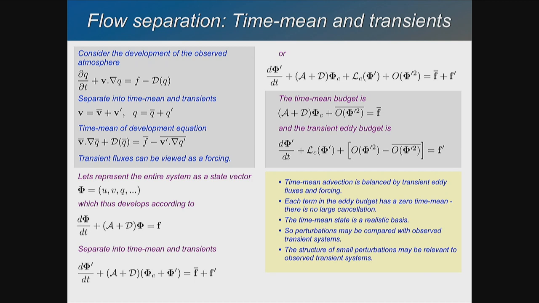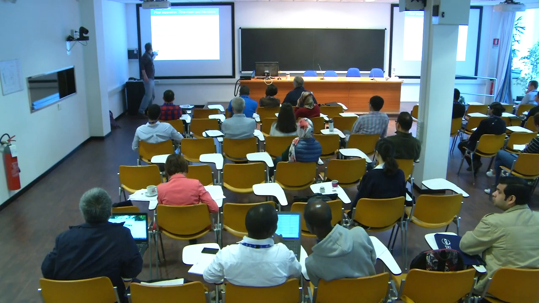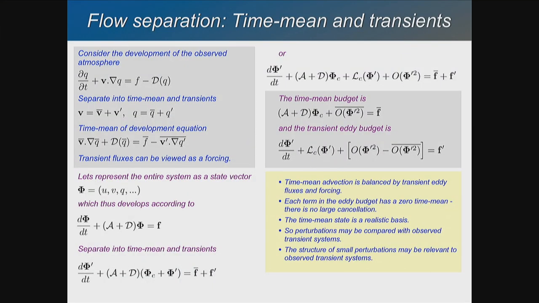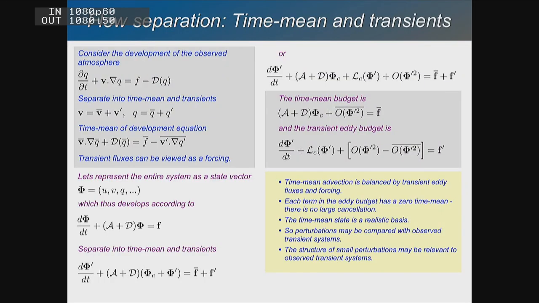I'm going to reinterpret that in a more generalized way now, just by thinking of phi as the model state vector. So phi is the state vector of the observations, in fact. It's everything. It's u, v, q. And so this will develop according to some nonlinear advection operator, some linear dissipation operator, and a forcing. Okay. So that, likewise, can be separated into time mean and transients. So the development of this phi dash is this operator applying to the climatology and the perturbation. And there's a mean forcing and a perturbation forcing, which is in general a function of time, okay?